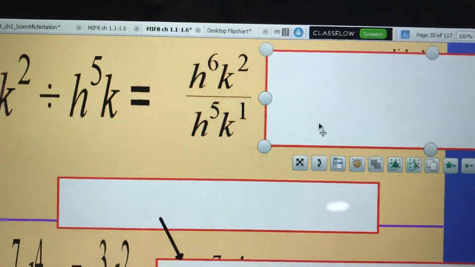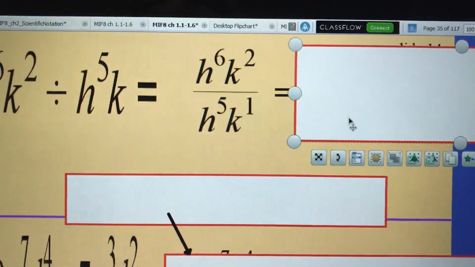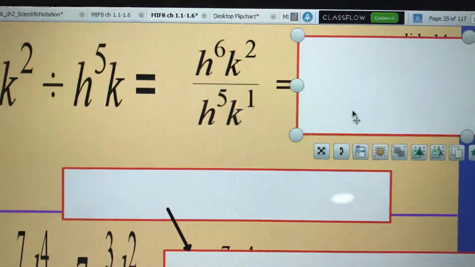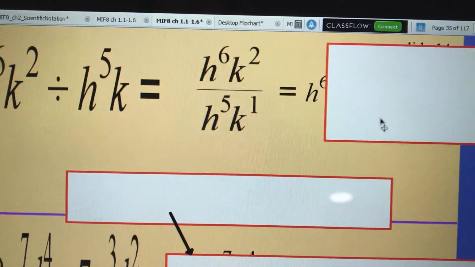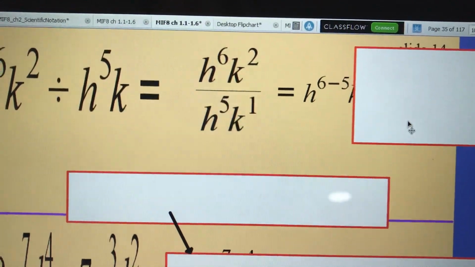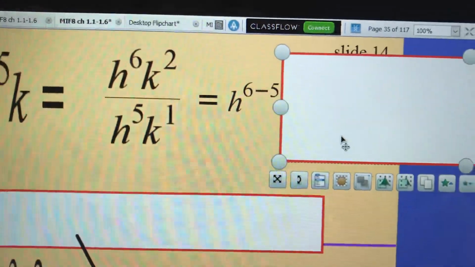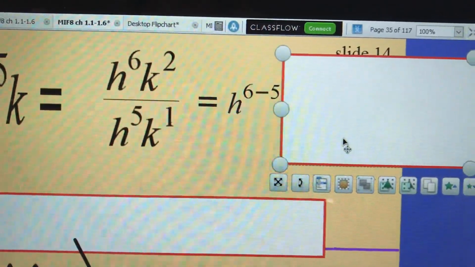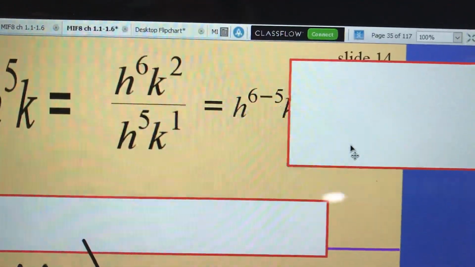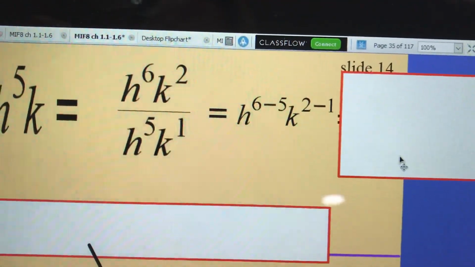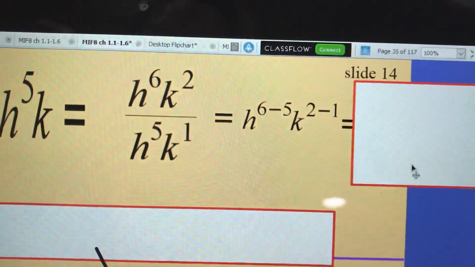As we slide over, we're going to now take our rule and apply it. Well, let's deal with one base at a time. So our first math problem here, when we have h to the 6th over h to the 5th, we're going to keep that h, keep that base, and we're going to subtract the exponents. So that is what our math would look like for that first part. Now guys, as you get better at this, you don't need to show this part. This is just for your instruction. So h to the 6th minus 5, and then the second math problem is k to the 2nd minus 1. I kept my other base and I subtracted my exponents.